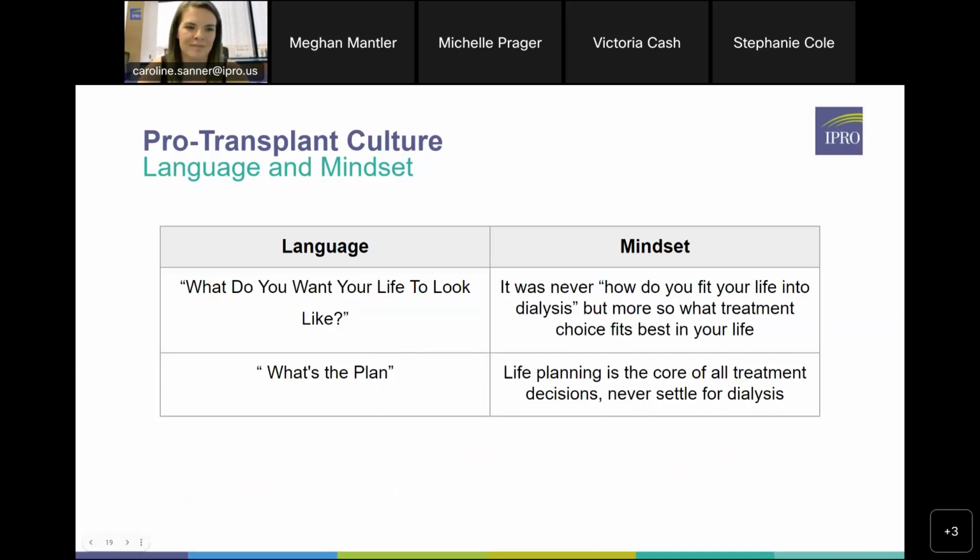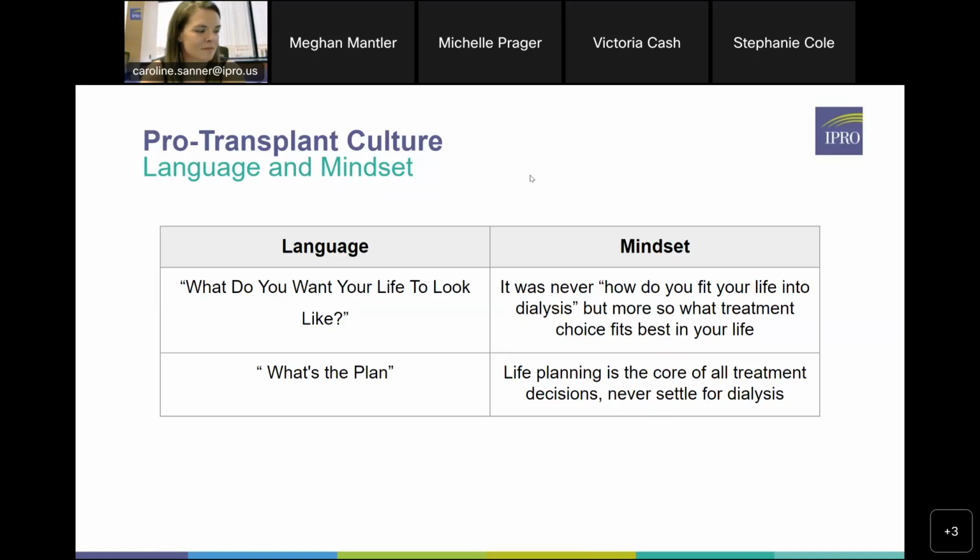All right, pro-transplant culture. Caroline asked me a great question when we were preparing for this. She's like, you know, this seems difficult, or what would you have as advice for other clinics that wanted to turn it around and have a pro-transplant culture? And that was a hard question because I felt like it was sort of already in place when I got here and we've just expanded it. And I thought about it for a while, and I truly believe what it is has to do with our language and our attitude towards transplant.